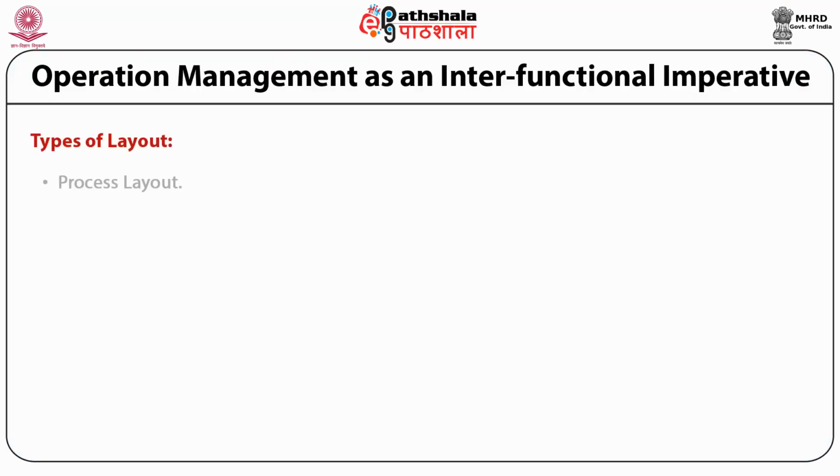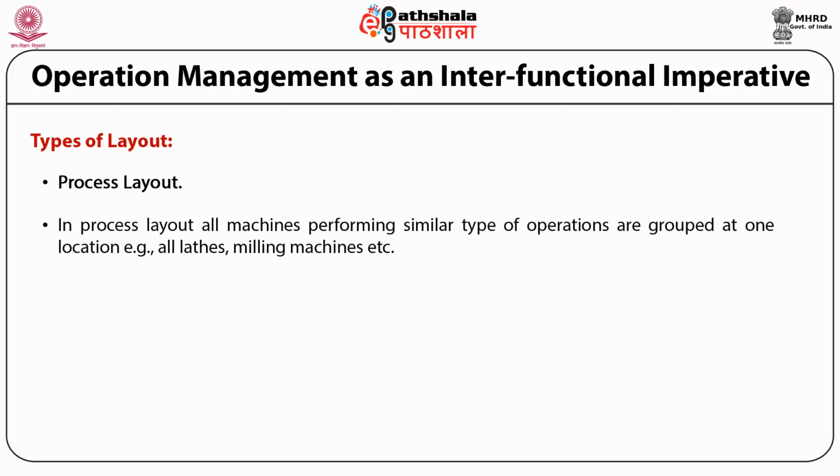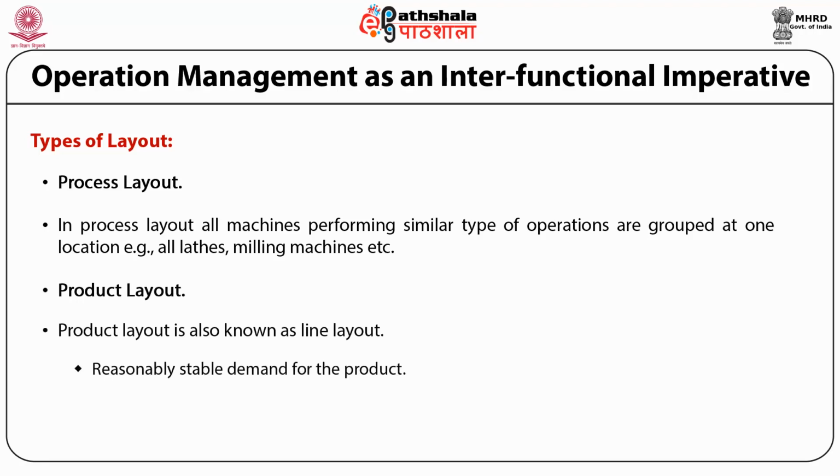Types of layout. Process layout. In process layout, all machines performing similar types of operations are grouped at one location. For example, milling machines. Process layout is very useful in job shop and batch production. Product layout. Product layout is also known as line layout. In product layout, a reasonably stable demand for the product is there. Continuous supply of material is there.